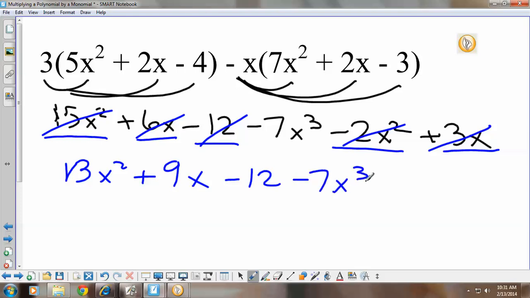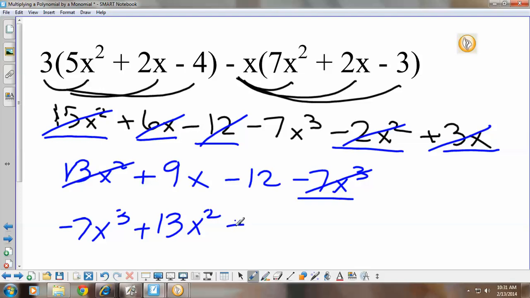Now yesterday we did talk about putting it in descending order if there's just one variable. Let's do that. Let's put our negative 7x cubed first, and then we can have 13x squared second, 9x third, and then negative 12. Kaylin, yesterday we said we want to go in descending order, starting with the highest exponent and working our way down. So we have 3, 2, 1, and this one's an exponent of 0. And that should be our final answer.